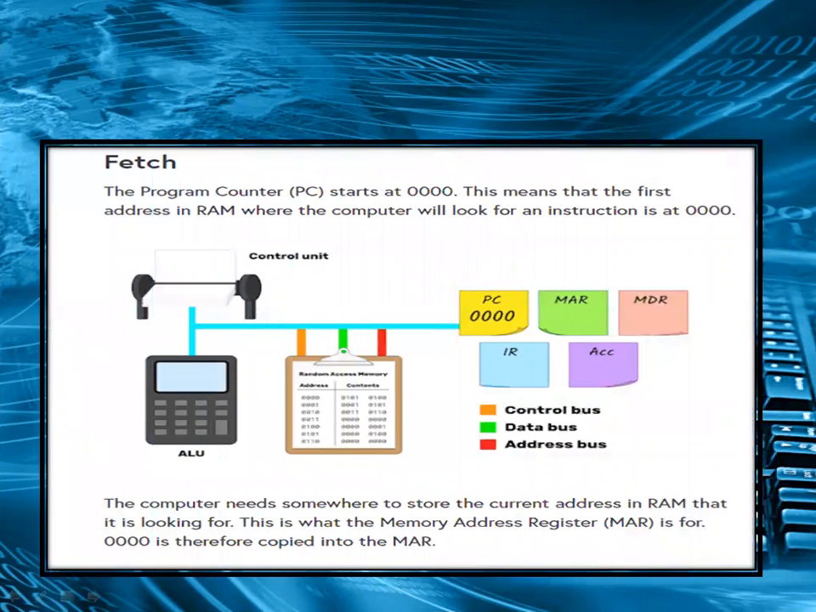Fetch. The first operation is the fetch operation. In this operation, the control unit fetches an instruction from main memory by sending an address through the address bus and a read command through the control bus. The fetch operation places the instruction into the instruction register (IR) inside the microprocessor.